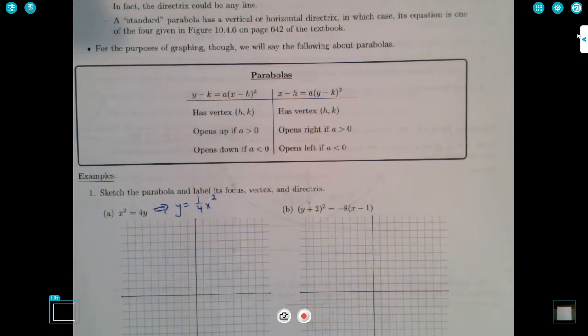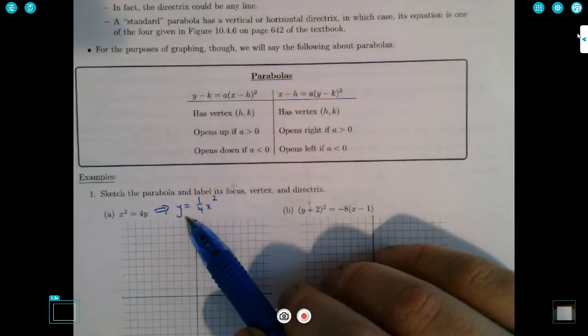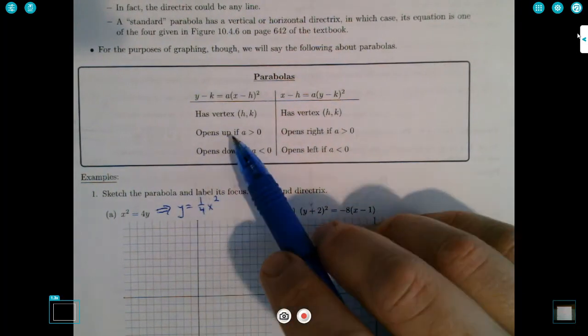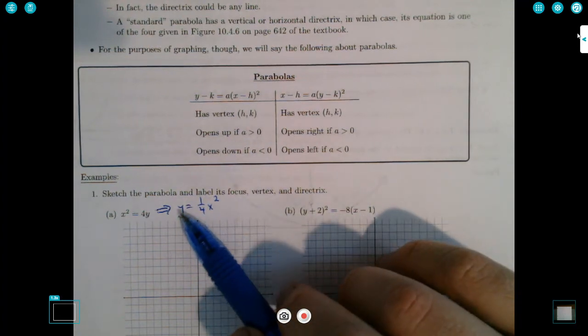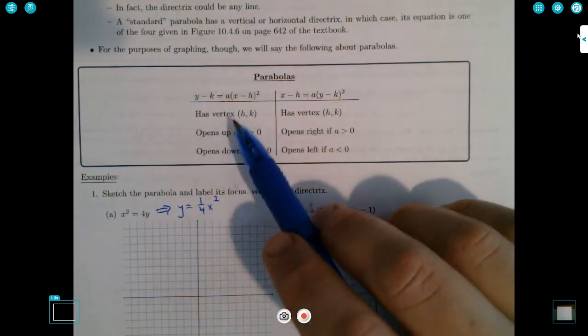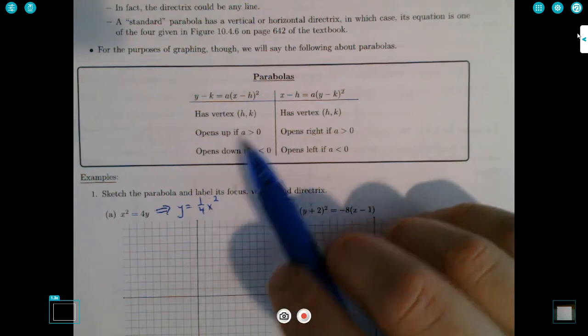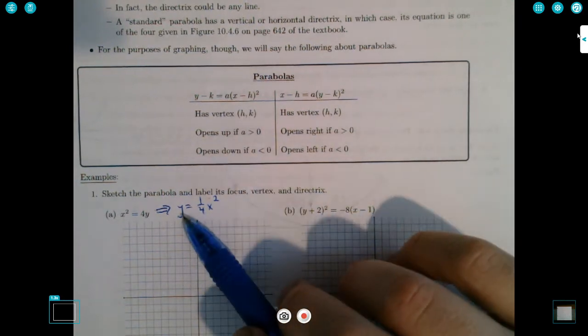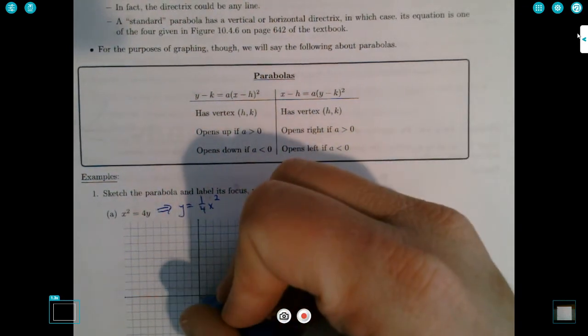And so then I can see that, first of all, a is positive, so this is going to open up. You have a y equals x squared type of thing, so it's going to open up or down. And since this is positive, it's going to open up. And the center here would just be (0, 0). So it's kind of a boring one.